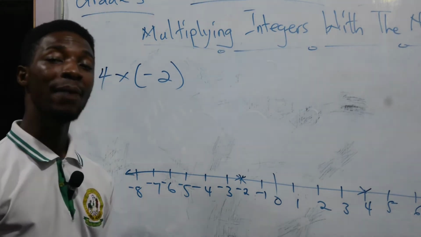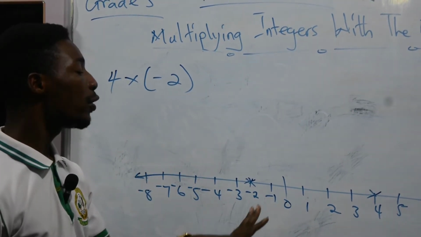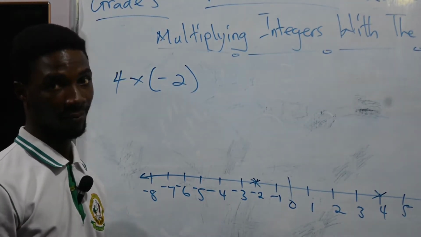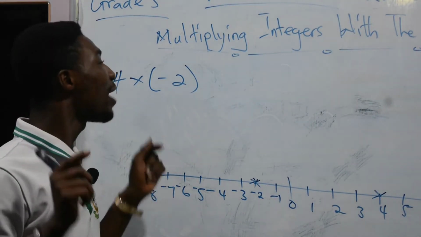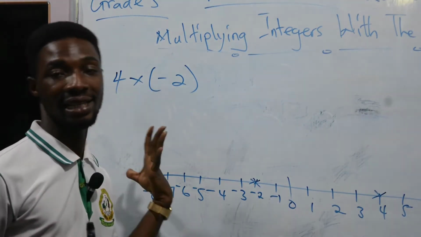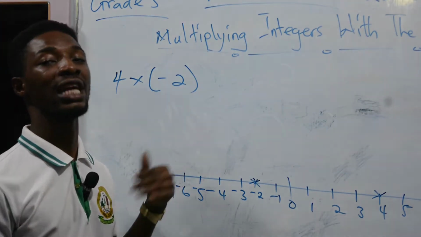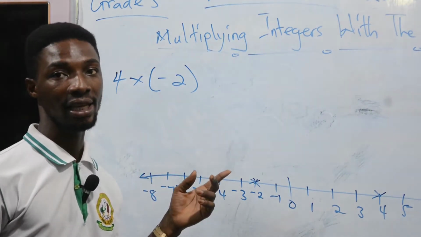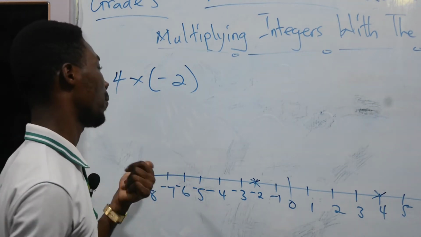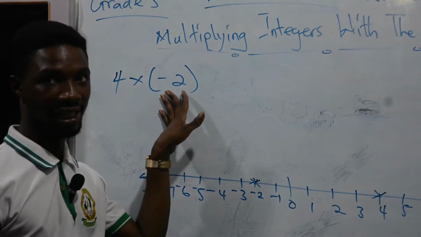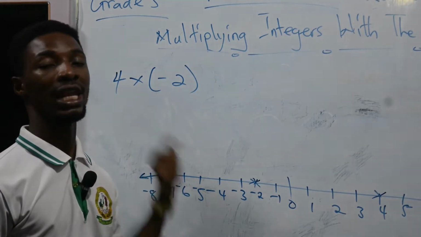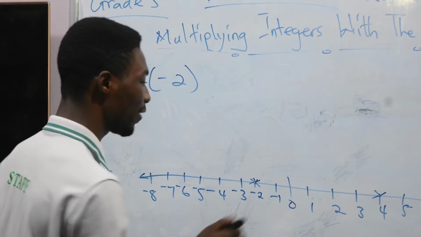Am I going to jump to the right of 0 or to the left of 0? Whenever you have a negative number among the numbers that are multiplying, then you have to jump to the left of 0. Okay? Your answer must be negative. So you have to jump to the left of 0. Because 2 is negative, I'm going to jump 4 times in intervals of 2 to the left of 0. So I start from 0.